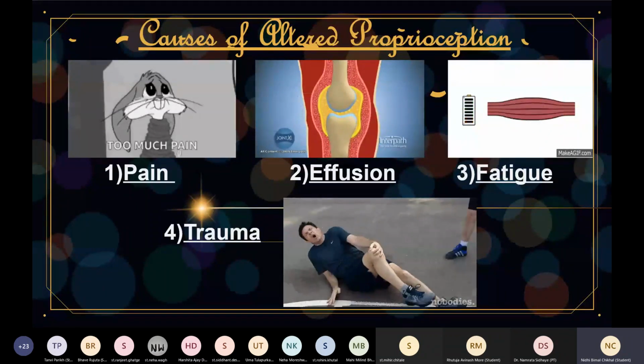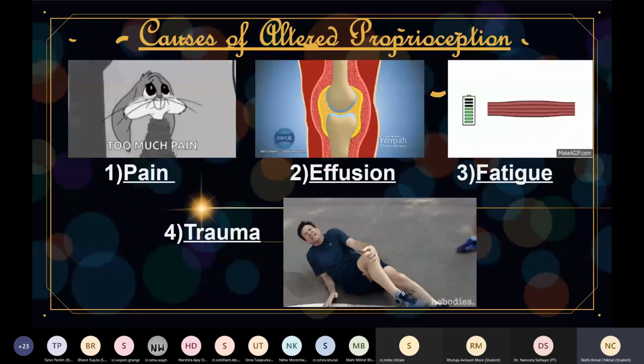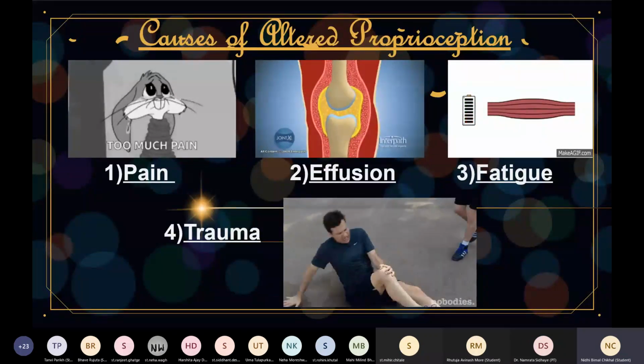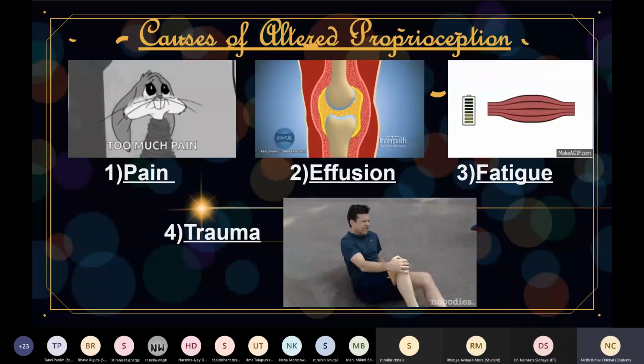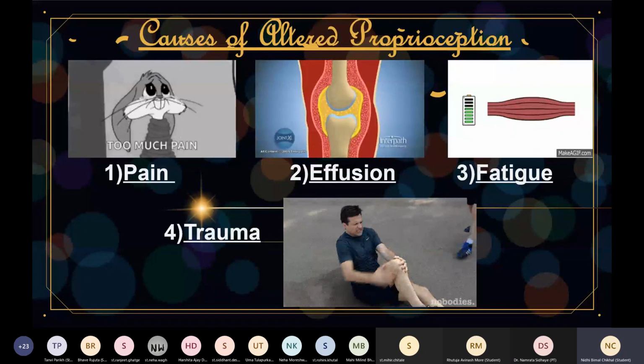Next is trauma, which causes disruption of the musculoskeletal tissues directly, and therefore damage to the mechanoreceptors which are innervating those tissues, and therefore impaired proprioception.